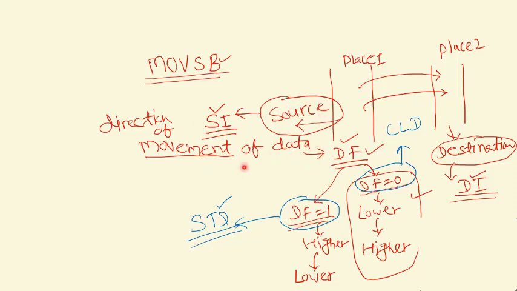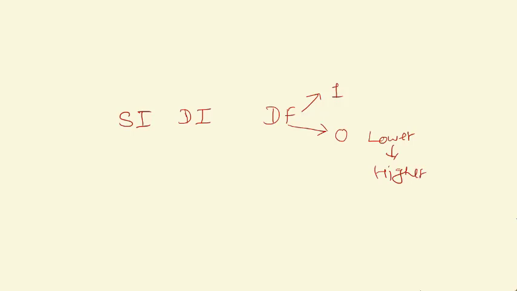This is how we can perform the string related operations. What we have covered till now is that to perform the different string related operations, we basically require the SI register and the DI register to point out the source and destination locations, and we also require the DF flag. If the DF flag is 0, then the direction of movement of data will be from the lower memory address to the higher memory address. These addresses are pointed out by the source index register and destination index register. If DF is 0, then SI and DI will get auto-incremented.